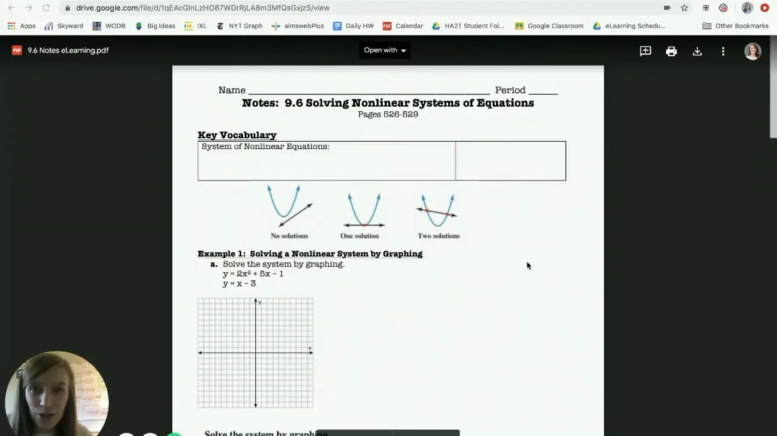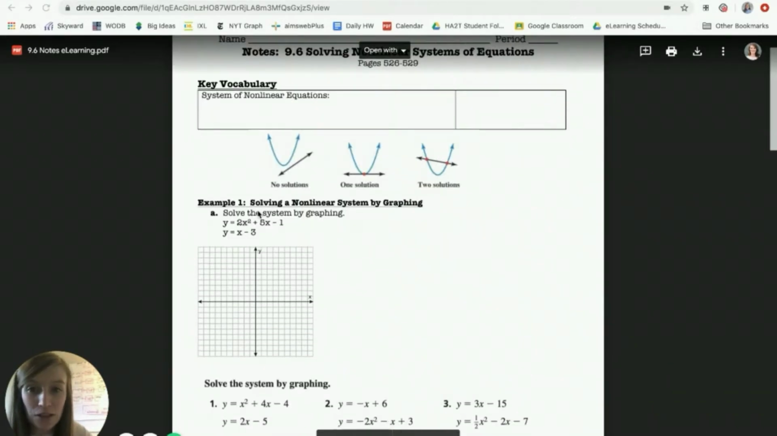Okay, you just heard us talk about how a system could have no solutions, one solution, or two solutions. Our first step is to solve a nonlinear system by graphing. So I'm asking you to solve that system listed there. In order to solve by graphing, all we're going to do is graph these two equations. I'm going to show you how I graph them in Desmos. So let's go over to Desmos.